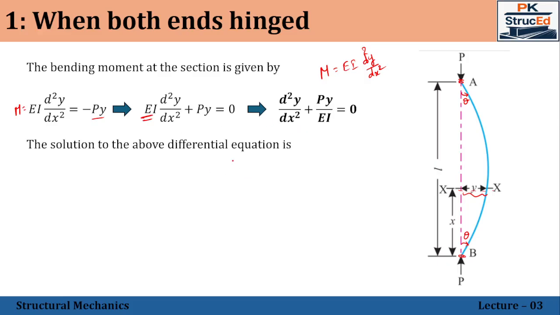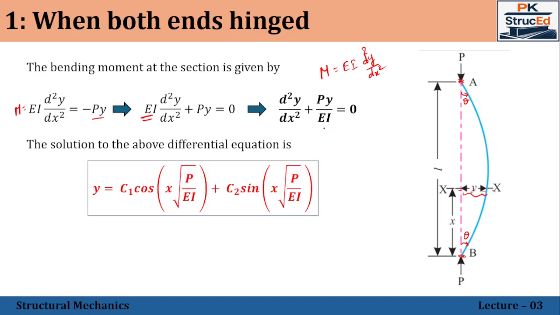Now the solution of this differential equation is y is equal to C1 cos x into root under P by EI plus C2 sine x into root under P by EI, where C1 and C2 are the constants which have been developed because of the integration. Now, we need to find this C1 and C2. After finding the values of C1 and C2, this solution gives the buckled shape of the column.